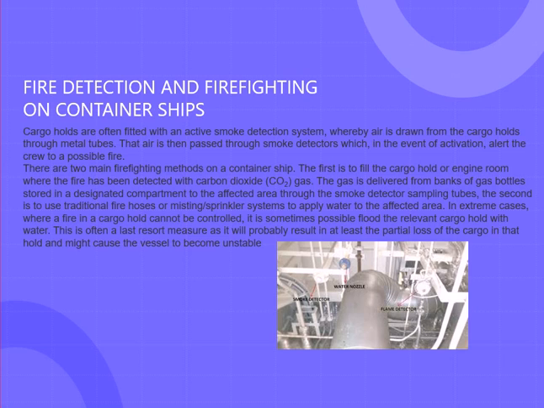The second is to use traditional fire hoses or misting, what we call a sprinkler system, to apply water to the affected area. That means after detecting. In extreme cases where a fire in a cargo hold cannot be controlled, it is sometimes possible to flood the relevant cargo hold with water. This is often a last resort measure, as it will probably result in at least the partial loss of the cargo in that hold and might cause the vessel to become unstable.